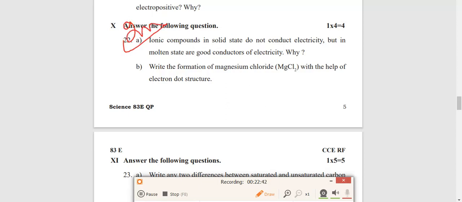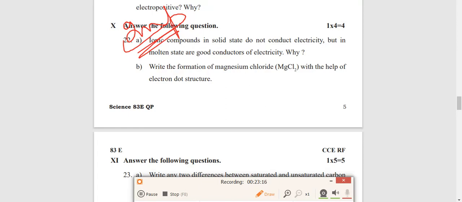When I discussed this lesson, I told you that this question can be asked in the examination, because it is a very important topic in that chapter. So what we can write in the answer is that ionic compounds in the solid state do not conduct electricity, but in the molten state they are good conductors. First of all, you should understand the meaning: ionic compounds do not conduct electricity in the solid state, but when they are in the molten state, that is the liquid state, they can conduct electricity.